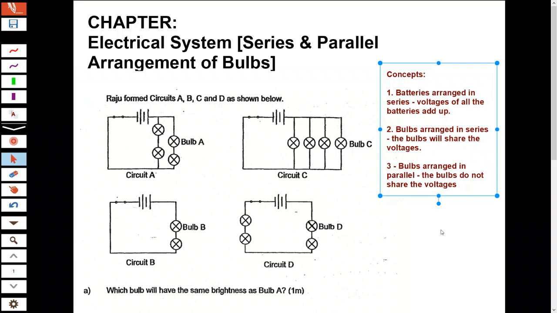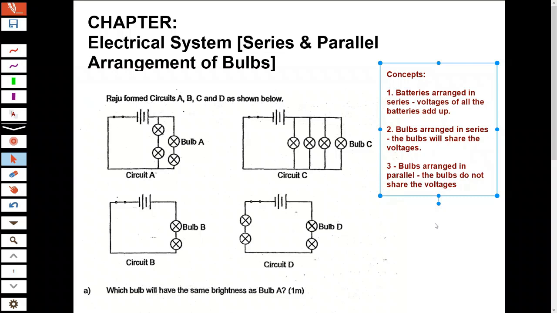Okay. The second concept that we need to recall is that bulbs that are arranged in series will share the voltages. So as long as the bulbs are all along the same electrical pathway, they will share the amount of electric current that is flowing through that pathway. And lastly, bulbs that are arranged in parallel do not share voltages. That means as long as they each have their own electrical pathway, they will get all the electric current for themselves. They do not share.